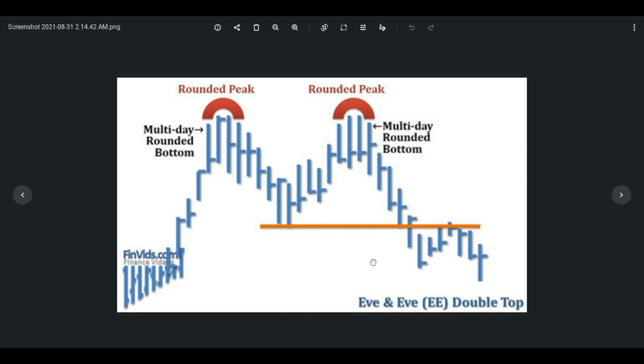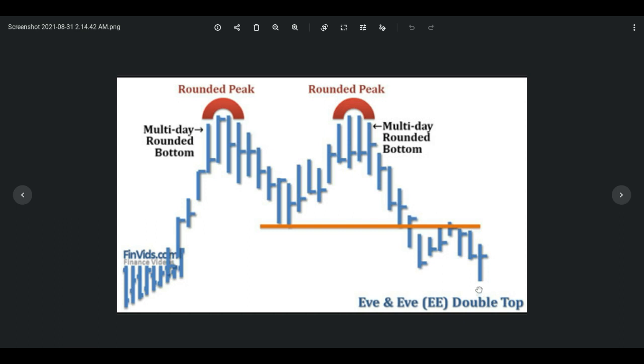Okay, so the measuring technique would be to measure the distance between the low and the two highs, boom, boom, and subtract it from the breakout level. And that's how you would determine how far down this will go.